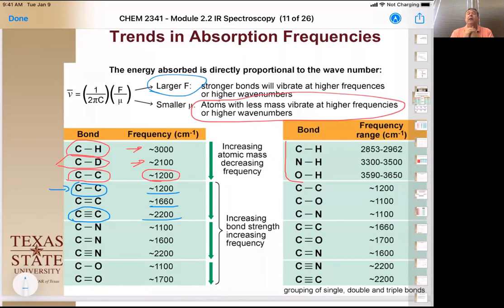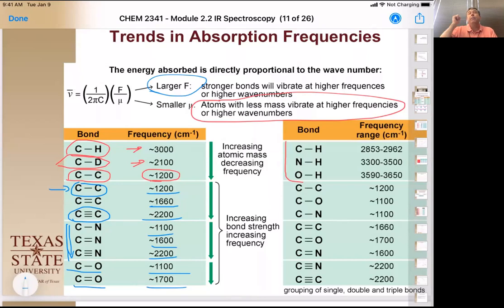This is true for all of the different bonds. As you go from a single bond to a double bond to a triple bond, you increase the frequency. And in the case of nitrogen, we actually can get a triple bond. We can't do that with oxygen, so we can only compare the single bond and the double bond here. And notice there's a significant frequency shift.